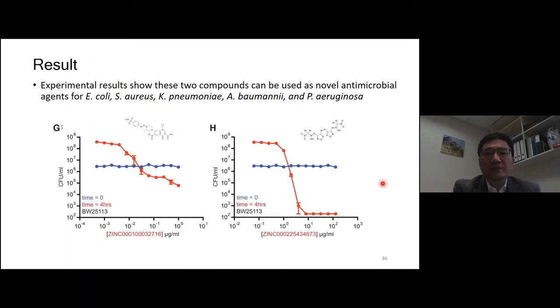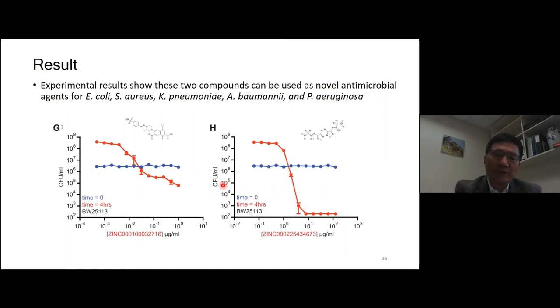Okay. So this is the result after treatment. The experiment shows the two compounds can be used as novel antibiotic agents for not only E. coli, but also staphylococcus, other pathogens and so on. You can see the time at zero, in other words, before the addition of the compounds, and the red curve represents after 4 hours of incubation of the compounds with the E. coli, the bacteria. Indeed, you see one of the compounds is very active and can inhibit the growth.